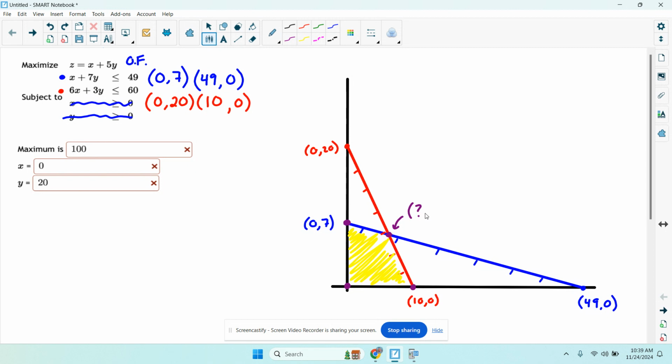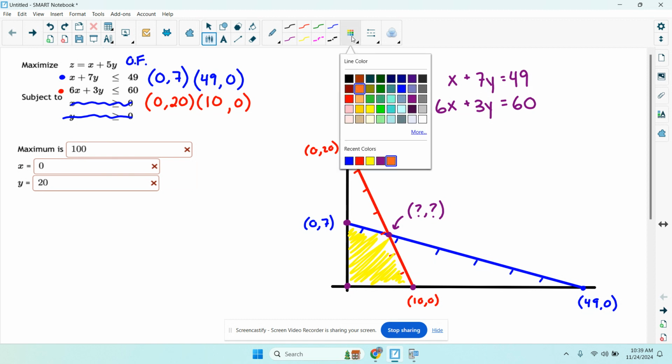So I need to figure out what is the intersection of the two lines. Once I have these 4 points, I can plug them each into the objective function and figure out what's the max and which xy gives me that value. So to find the intersection, I'm going to solve this system. X plus 7y equals 49. I don't care about the inequalities, I just want to know where the lines cross. And the second equation is 6x plus 3y equals 60.